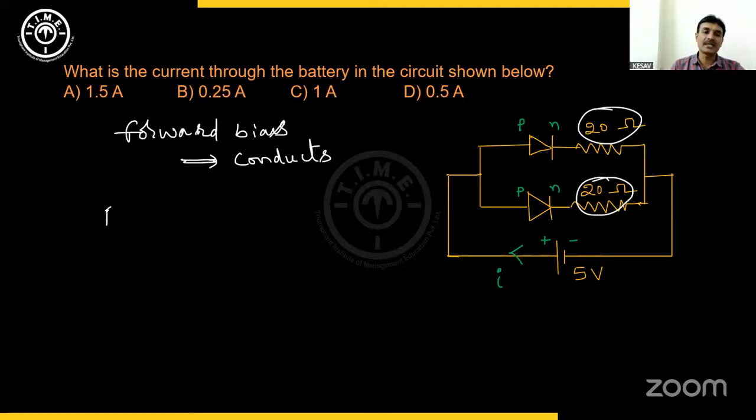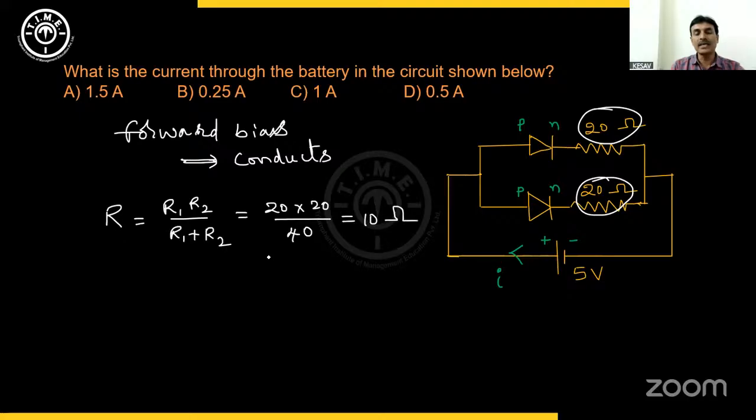What is the effective resistance then? R is R1 R2 by R1 plus R2 in parallel combination. That means 20 into 20 by 20 plus 20, 40. That comes out to be 10 ohm, right? 400 by 40, 10 ohm.